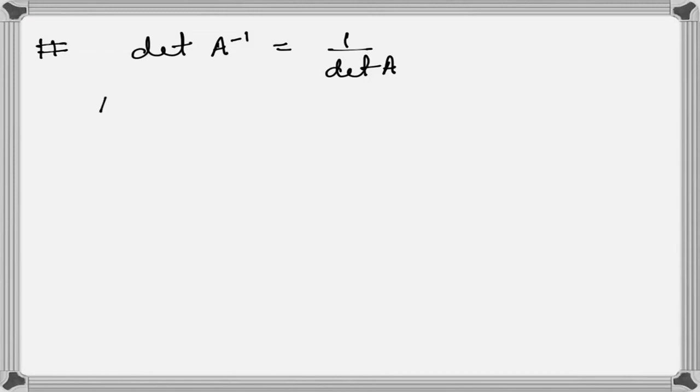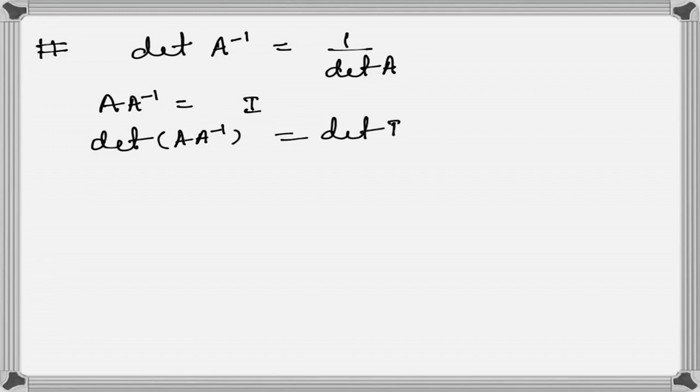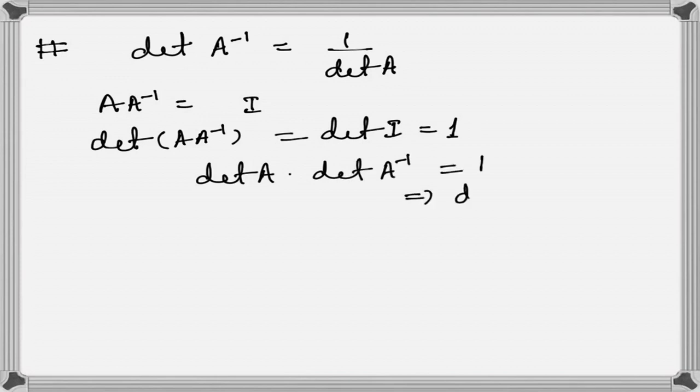So how do we get it? A times A inverse is equal to the identity matrix. Then the determinant of A times A inverse is equal to the determinant of I, which is equal to 1, where I is the identity matrix. Then this is nothing but determinant A into determinant A inverse equals 1, which implies determinant of A inverse is equal to 1 upon determinant of A.